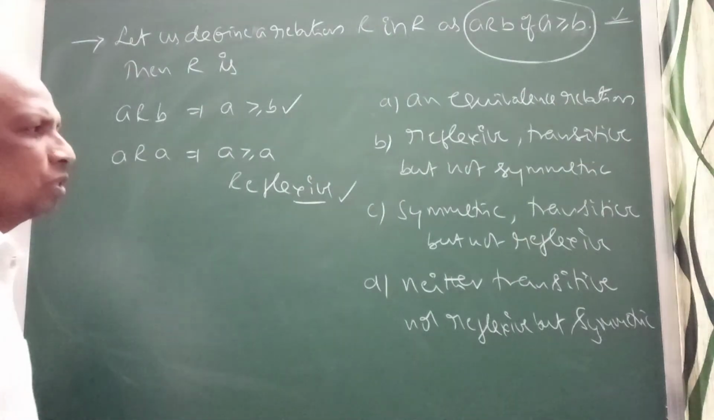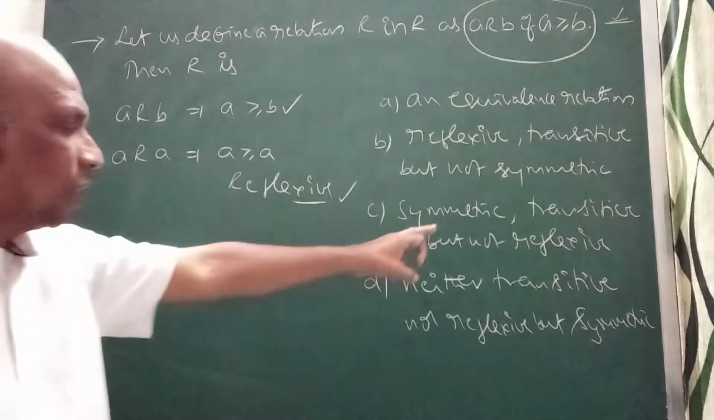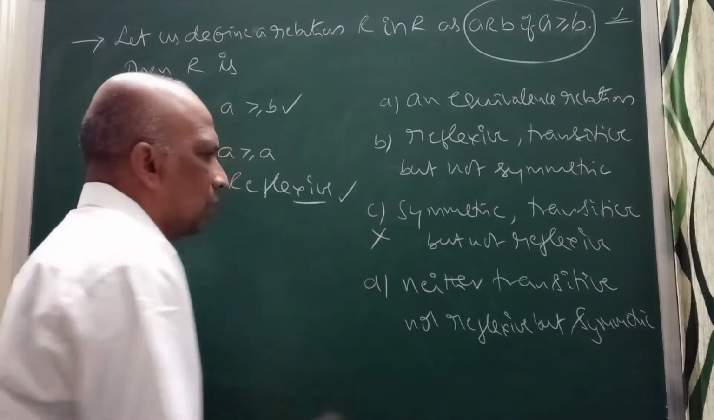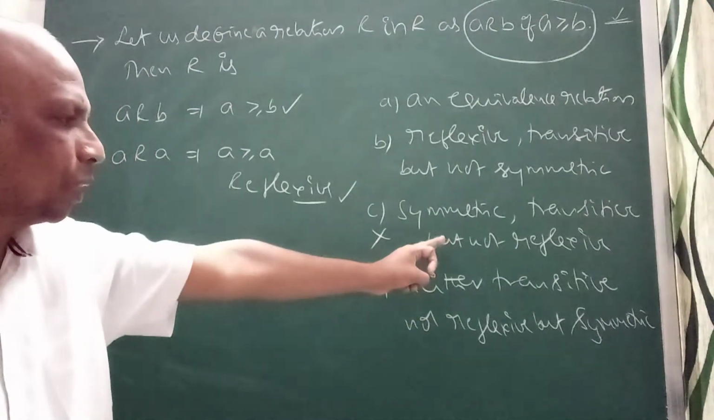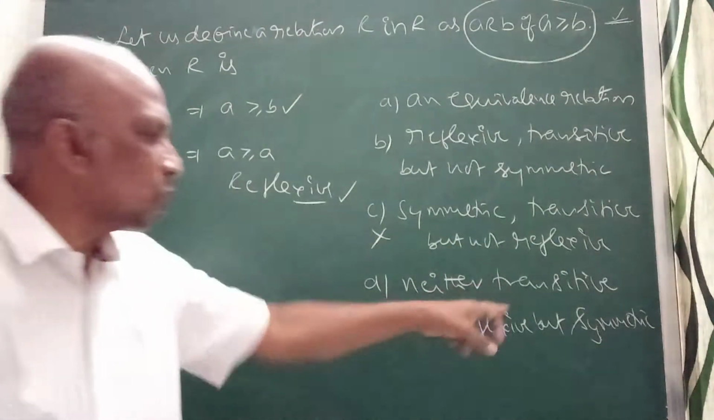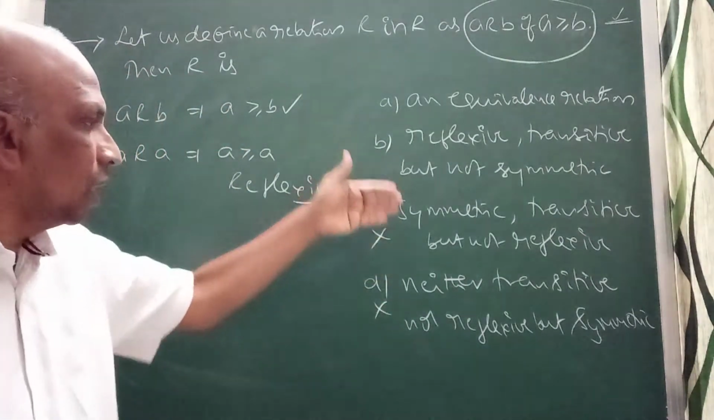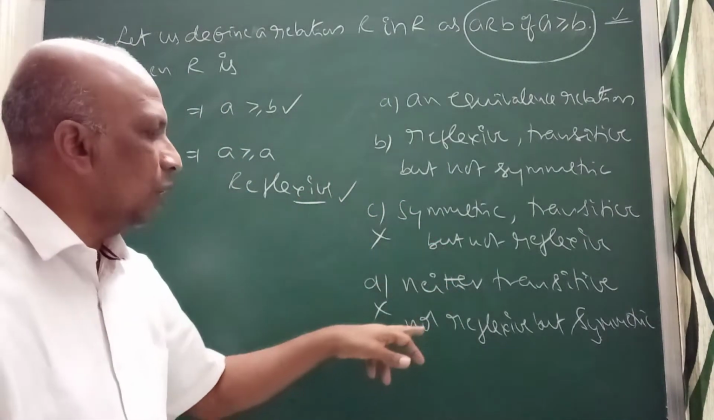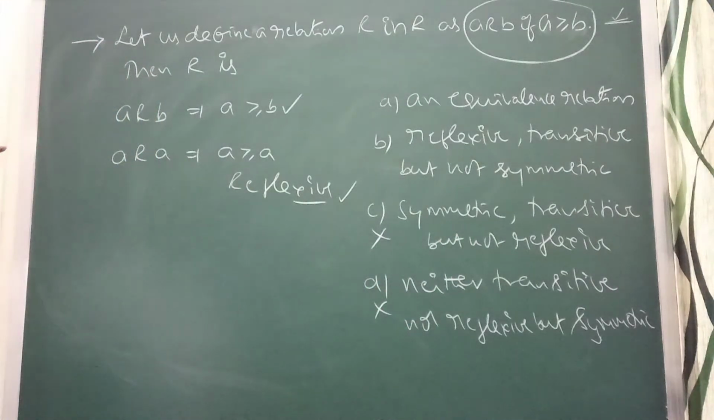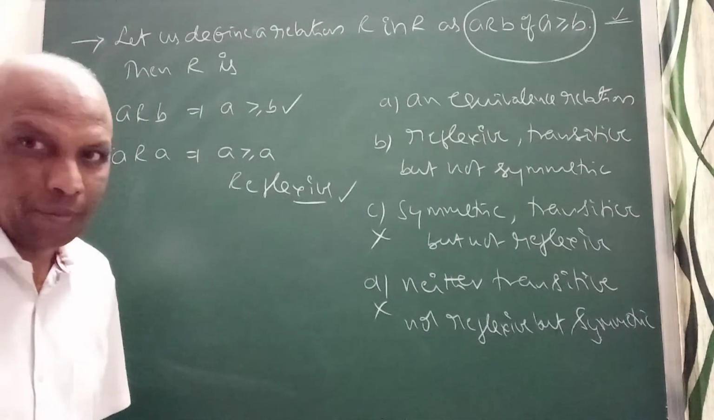So here you can see reflexive, but this option says not reflexive. I can eliminate option C. Option D says neither transitive nor reflexive, so I can eliminate D also, because we got reflexive and they are saying not reflexive. Now, think about the symmetry.